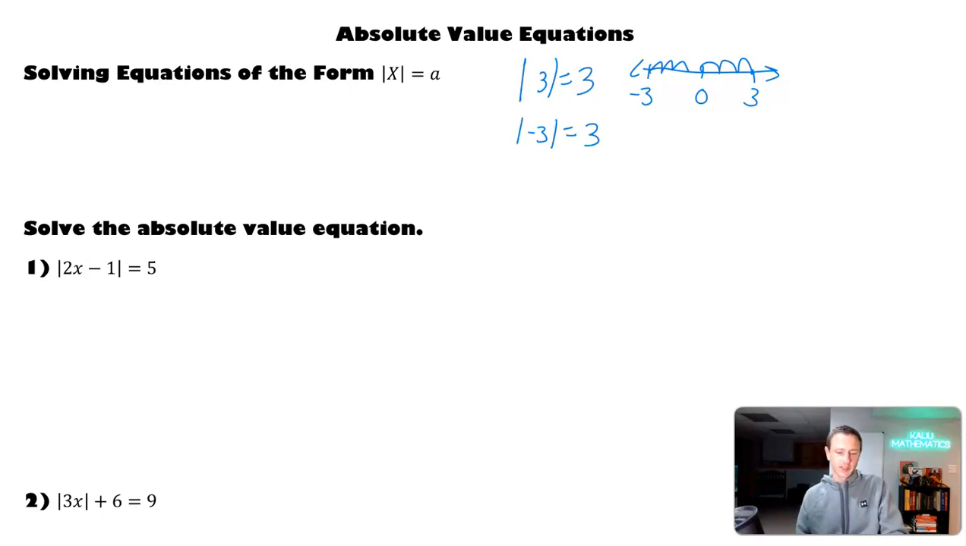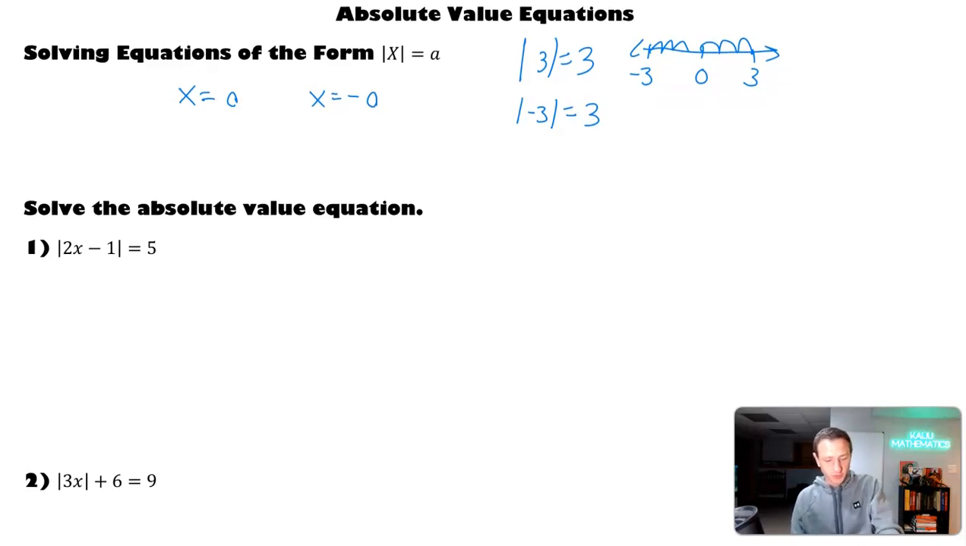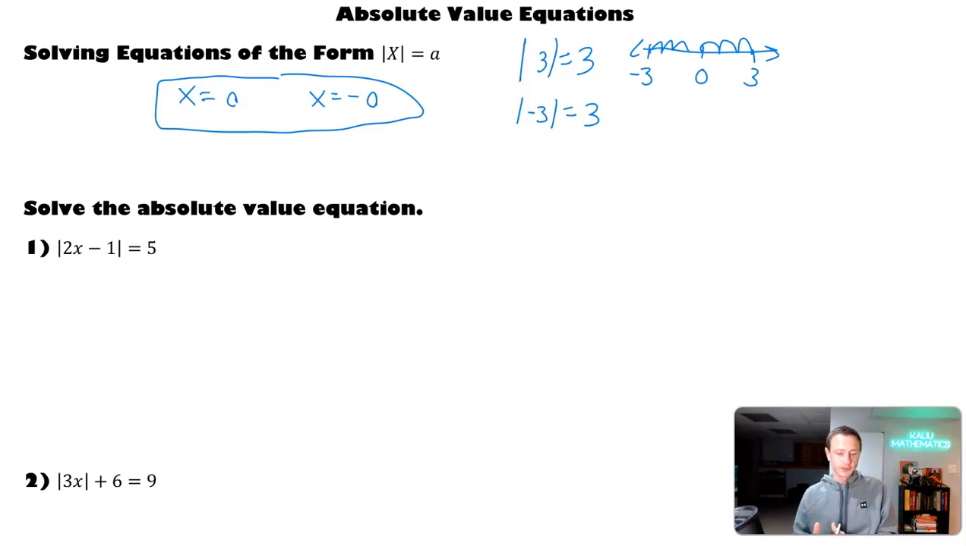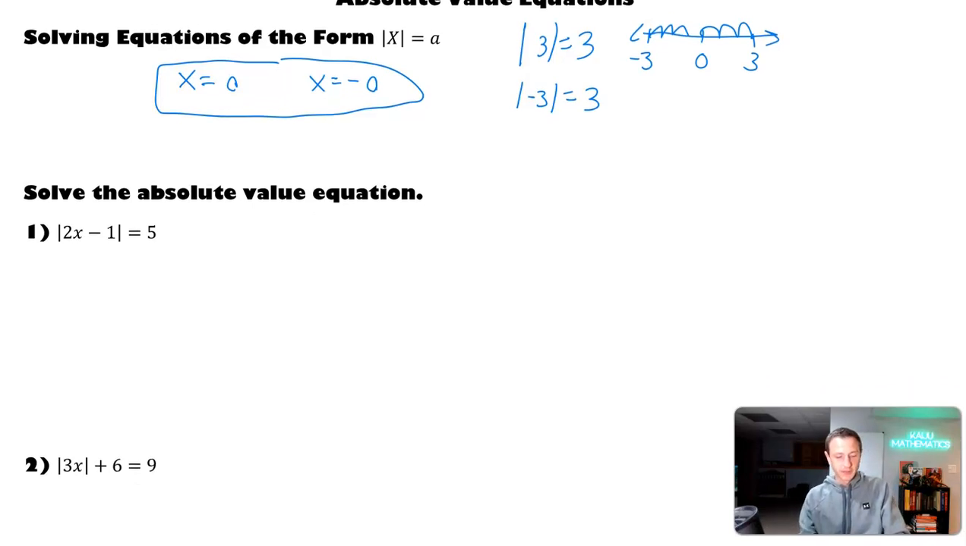So x can take on a couple different forms. When we have the absolute value of x equal to a, we are going to take x and set it equal to a, and we're going to take x and set it equal to negative a. Just like how I was saying here, the absolute value of 3 is positive 3, and the absolute value of negative 3 is also positive 3. So there's multiple values that can be the solution. That's what we are doing when we are solving absolute value equations. We're going to take two separate equations, because there could be multiple x values that can make this statement true.